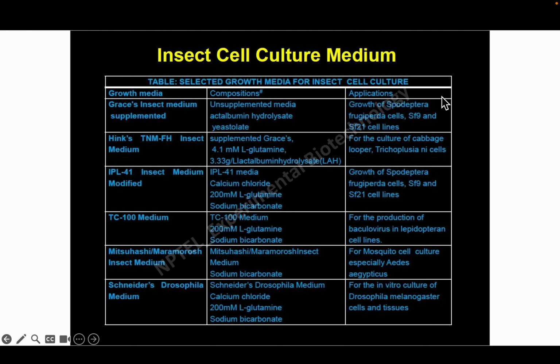Selected growth media for insect cell culture. Grace's insect media, supplemented growth media. Composition: unsupplemented media, lactalbumin hydrolysate, yeastolate. Application: growth of Spodoptera Sf21 cells or Sf9 cells. Hink's TNM-FH insect media is supplemented with Grace's, again with L-glutamine. For the culture of cabbage looper, IPL-41 insect media: IPL-41 media, calcium chloride, L-glutamine. TC100 media: L-glutamine, sodium bicarbonate, and so on.